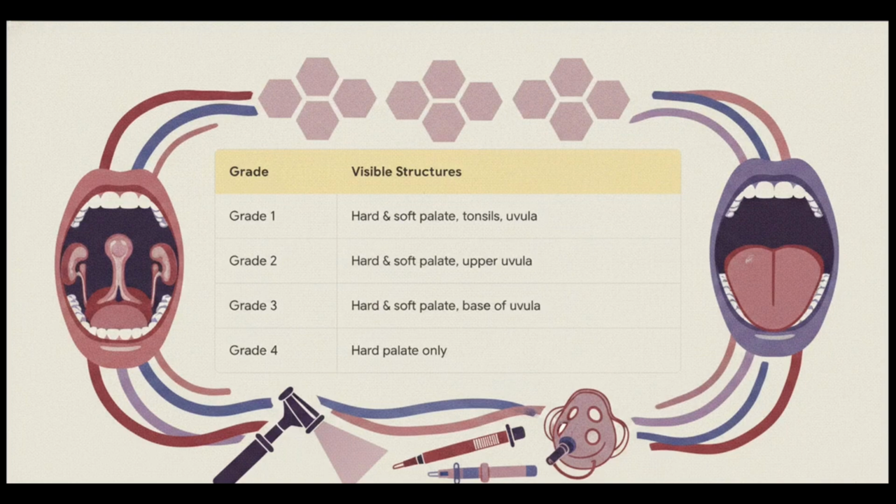Okay, the modified Mallampati grading. This is a massive, high-yield topic for your exams and honestly, your daily practice. You've got to be able to visualize exactly how the oral structures disappear as the grade bumps up. In grade 1, you see everything: hard and soft palate, tonsillar pillars, the whole uvula. Grade 2, the tip of the uvula and the pillars vanish. Grade 3, you're only seeing the base of the uvula. And by grade 4, it's just the hard palate. Remember, the higher that grade, the harder your intubation is likely going to be.